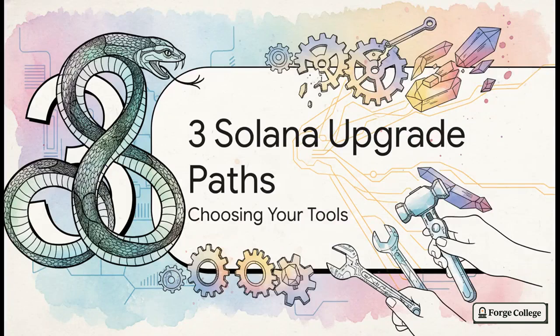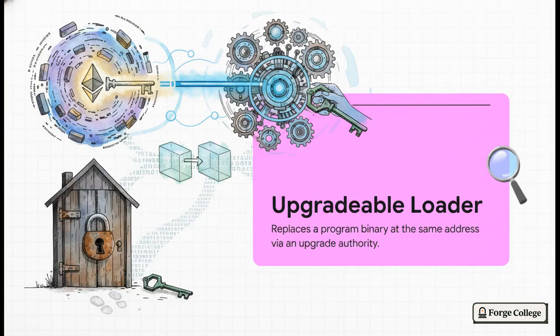Okay, Section 3, three Solana upgrade paths. It's time to choose our new tools. Since we can't just casually swap an implementation pointer with a delegate call anymore, we need the right tools for the job. Our first option is the upgradable loader. Now, this mechanism feels the absolute closest to an old-school Ethereum admin key. It allows a program binary to be fully replaced at the exact same address, but only if you are the designated upgrade authority. It's an incredibly powerful tool, but listen to me, it requires exceptionally strict key custody. If you lose that upgrade key, there's no backdoor. You are locked out of the house forever.